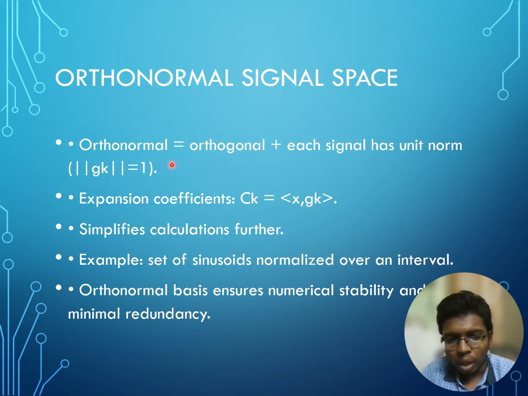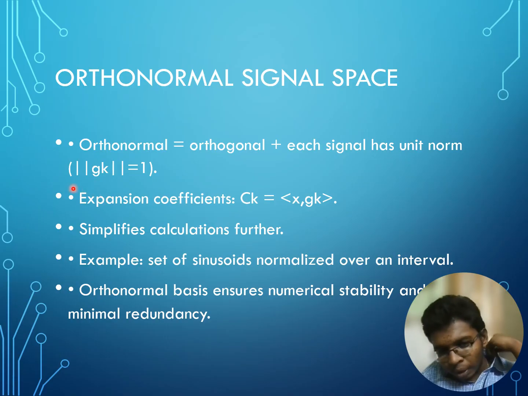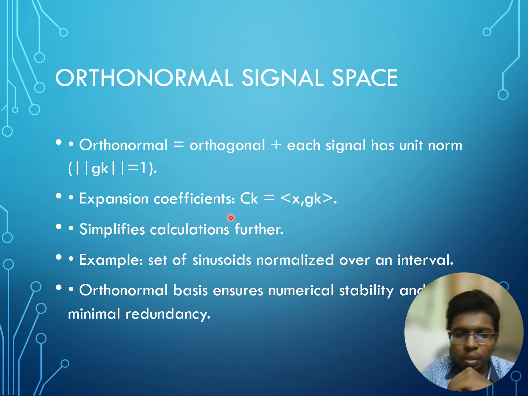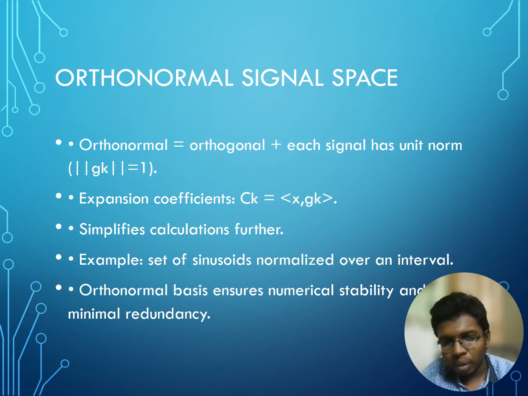Orthonormal signal space. Orthonormal is equal to orthogonal plus each signal has unit norm. The expansion coefficient ck is equal to x comma gk, which simplifies calculation further. For example, a set of sinusoids normalized over an interval. Orthonormal bases ensure numerical stability and mathematical convenience.